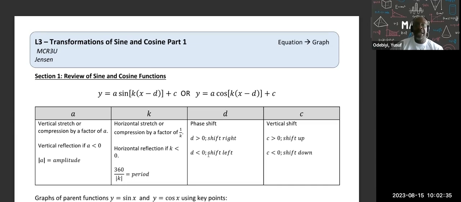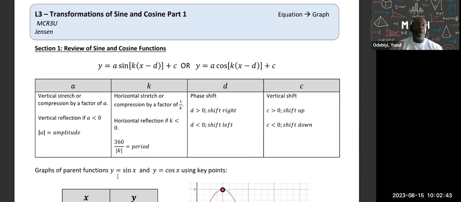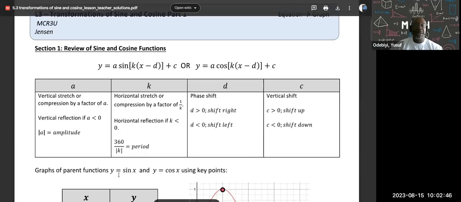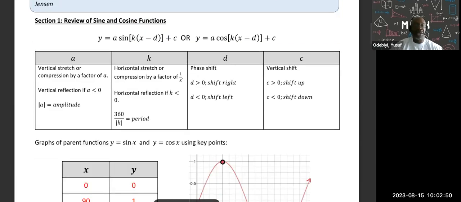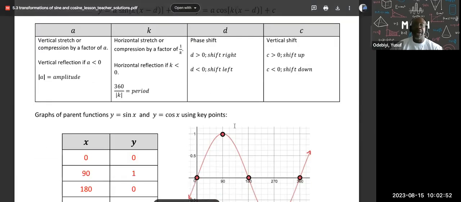And here is our D, right? Which shifts it to the left or to the right, like we know from before. And our C shifts it up and down, okay? And we're always going by our parent function. So this is our parent function, sine x, cos x, or cos theta, or sine theta. So this is our parent function, right?